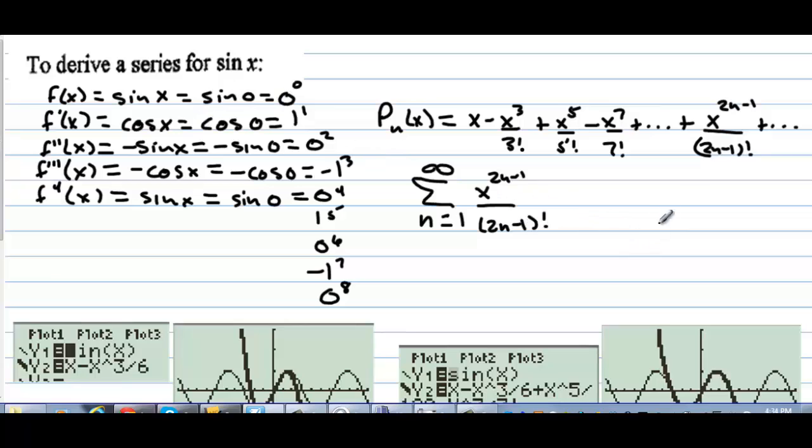A great way to remember this, that you use the odd powers, is sine is odd. Here is the graph of sine, very roughly. Sine is an odd function because it is symmetric about the origin. If you pick a point on the left side of the origin, go through the origin, you're going to find its corresponding value. Sine is an odd function, so in the series, you only have the odd powers.